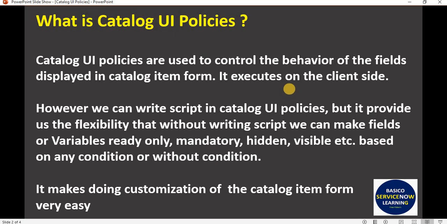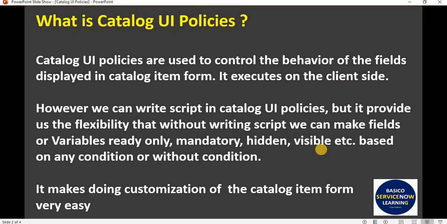Let's say catalog UI policies help to make the variables or fields read-only, mandatory, hidden, visible, etc. based on conditions or without any condition. Basically, it makes the customization of a catalog item form very easy without writing a script. But yes, there is also a possibility that if you want to write a script in a catalog UI policy, you can write the script as well, based on the condition if true, or based on the condition if false. Either way, if you want to make the fields read-only, mandatory, hidden, or visible, you can directly perform a UI policy action without writing any script.